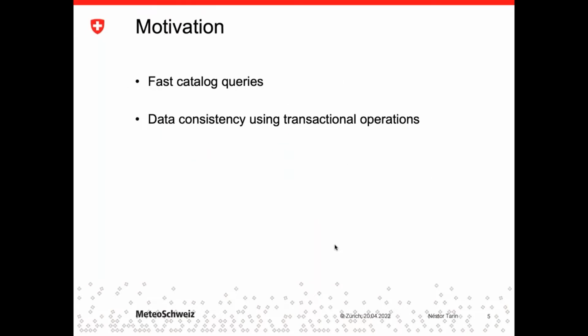So what is the motivation? Why do we need that? In the catalog service, we want to have fast queries, and the most important is to have data consistency, so that the metadata or the catalog data is actually in sync with the chunk store.